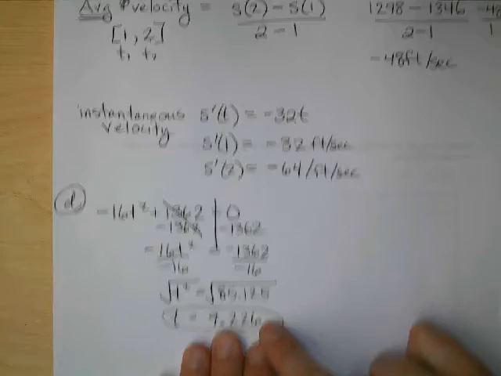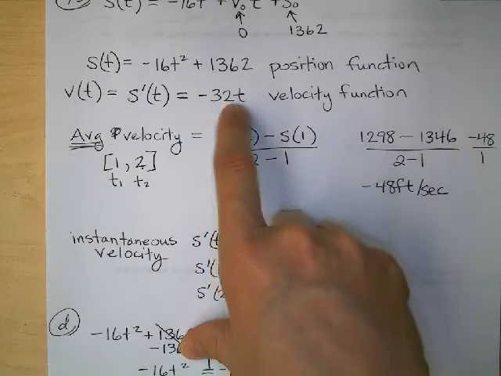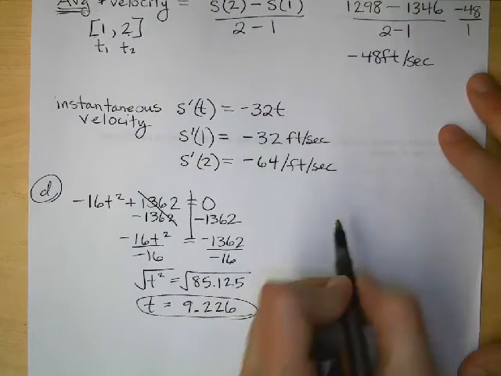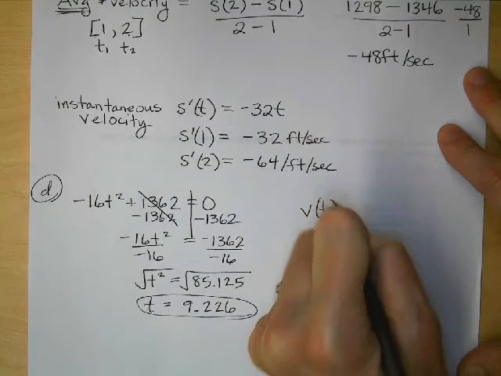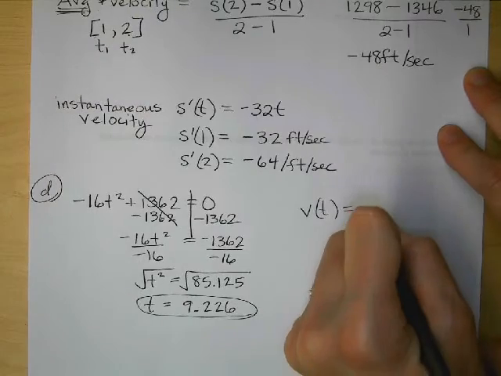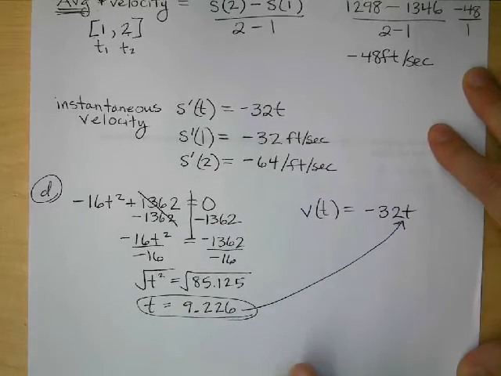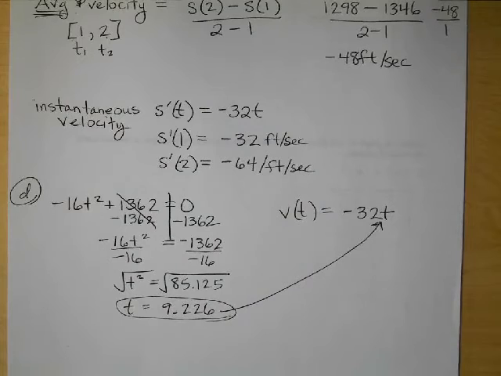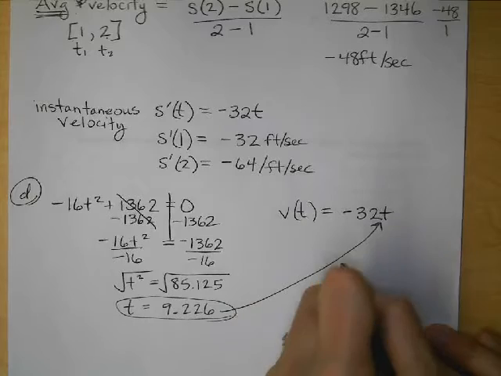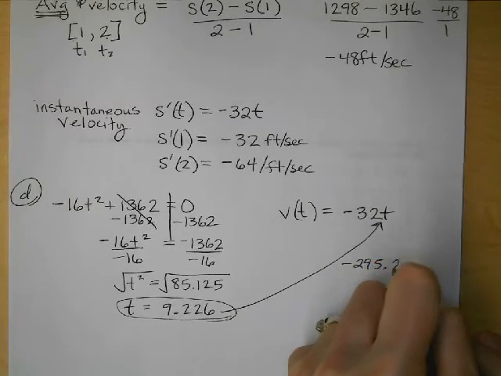So then we'll plug this into the velocity function, negative 32t. Negative 32 times this 9.226. Our velocity function is the derivative of the position function, negative 32t. So plug this in, and we'll find the velocity at impact after 9 seconds. So negative 32 times 9.226 is about negative 295, and then it has a decimal, like mine says negative 295.232.